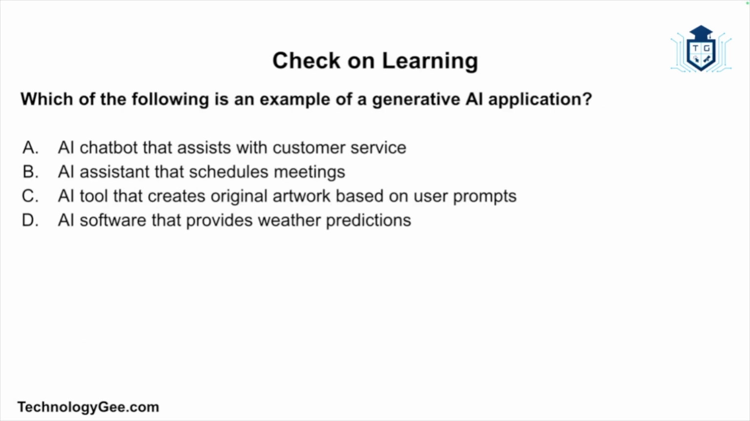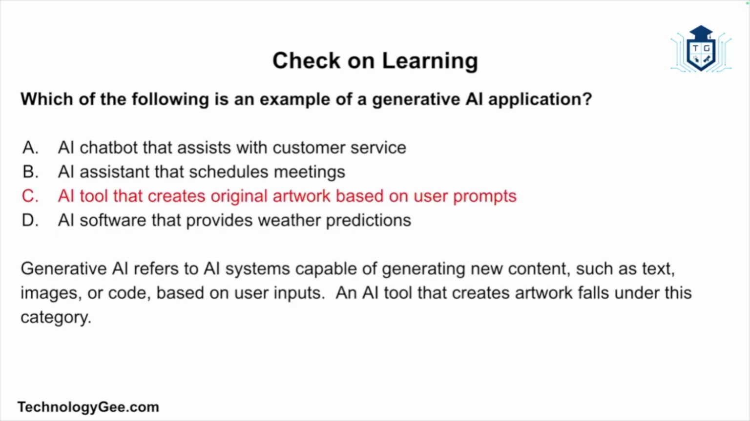All right, now let's get into some check on learning. Which of the following is an example of a generative AI application? Would it be an AI chatbot that assists with customer service? Would it be an AI assistant that schedules meetings? Would it be an AI tool that creates original artwork based on user prompts? Or would it be AI software that provides weather predictions? And the correct answer is an AI tool that creates original artwork based on user prompts. Generative AI refers to AI systems capable of generating new content such as text, images, or code based on user inputs. An AI tool that creates artwork falls under this category.